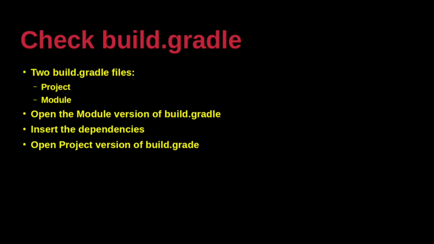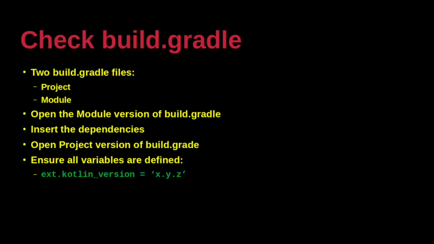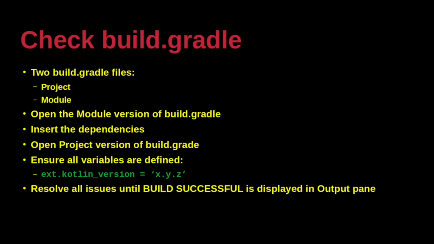Open the project version of the build.gradle file. Ensure all variables are defined. Sorry to iterate, XYZ as shown in the slide should be replaced by actual version numbers. Perform a build. Await build successful message in the output pane.